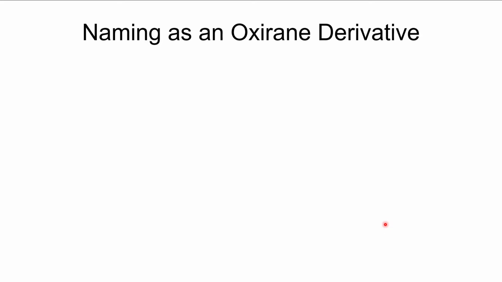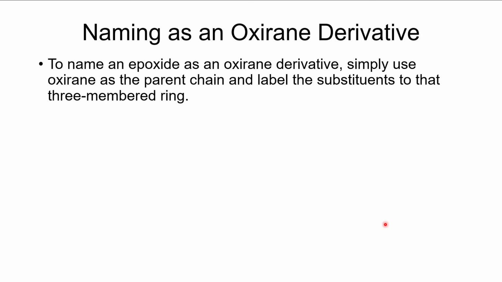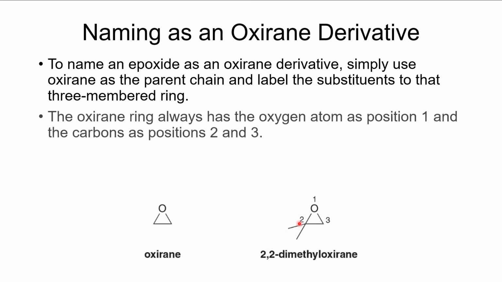To name something as an oxirane, you name the ring as an oxirane. So this is oxirane. That's going to be your parent chain, and then you name anything that is attached to it. Because when we're doing oxiranes, the oxygen counts as position 1, then your substituents are always going to be at position 2 or at 2 and 3.